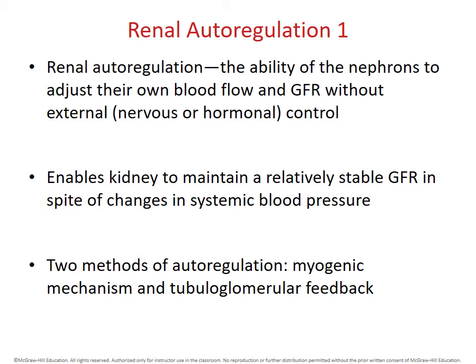and blood pressure. And this is really the primary mechanism we use to maintain a relatively stable glomerular filtration rate moment to moment, even though systemic blood pressure might rise and fall chaotically sometimes. There are actually two ways that the kidneys can do autoregulation. One is called the myogenic mechanism, and that's fairly straightforward. The other is a little more complicated. It's known as tubuloglomerular feedback.